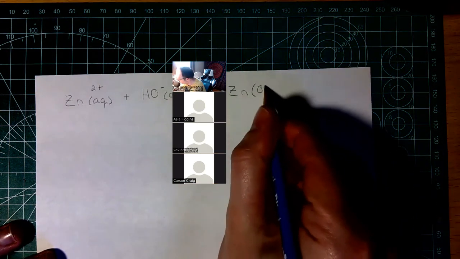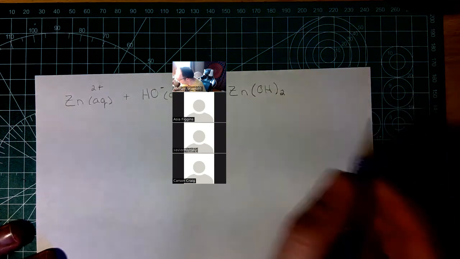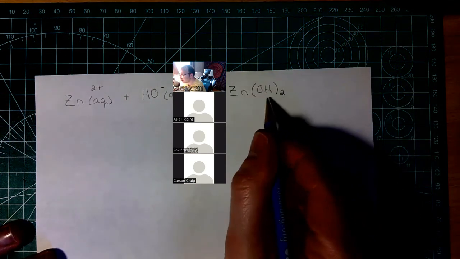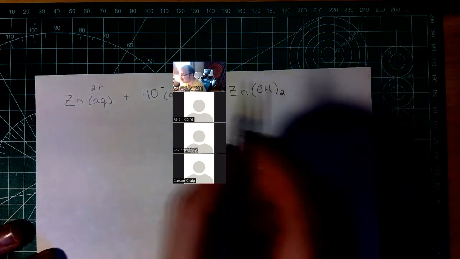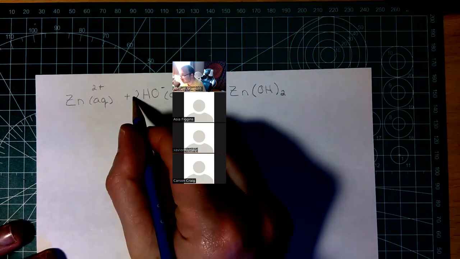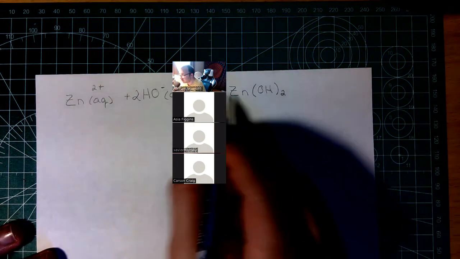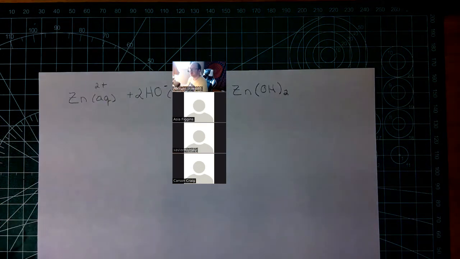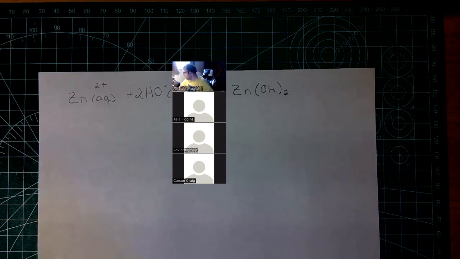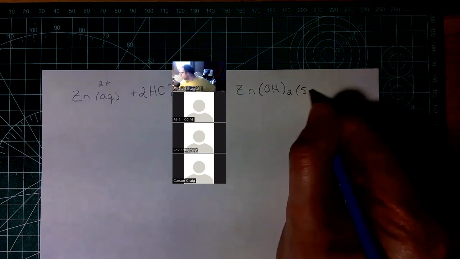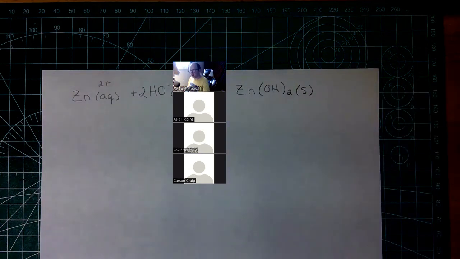zinc hydroxide. And I'm going to indicate that there are 2 hydroxides by using this subscript down here, right? I now have to balance this equation by placing a 2 there so that I have mass balance on both sides. So don't get confused about how to balance these; you have to balance the charge in this case in order to write out the right reaction. Does that make sense? Yes. And for completeness, we should also put an S here to indicate that a solid was formed.